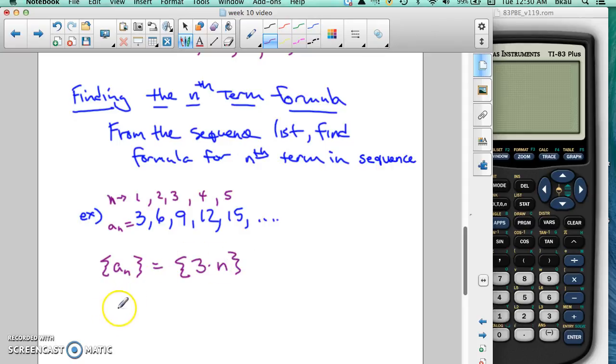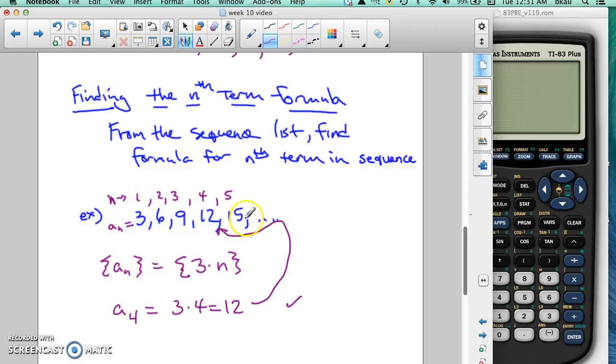And we can double check that. What's a sub 4? That's going to be 3 times 4, which is 12. Then we go up here to this term and see that it is correct. From the fourth term, we got 12. So that's a check to see if we have the correct formula. We could check a couple of these in this formula to make sure that it's correct. But we want to relate the term number to the actual term. So there's a relationship there.